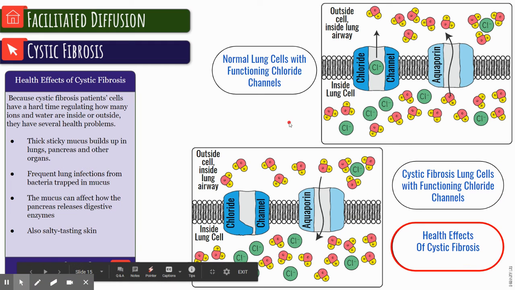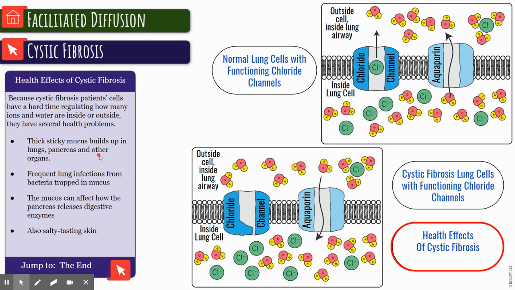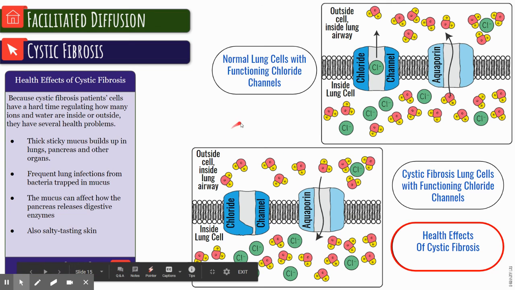So a lot of things happen because of that. This sticky mucousy buildup occurs in the lungs, pancreas, and other organs. We most often talk about it with the lungs, but there are other organs as well. There are frequent lung infections because of those bacteria that love that mucus. The mucus can also affect how the pancreas releases digestive enzymes, and they have somewhat salty tasting skin because the salt is always on the surface. There's a very thick surface. Okay, that's it.